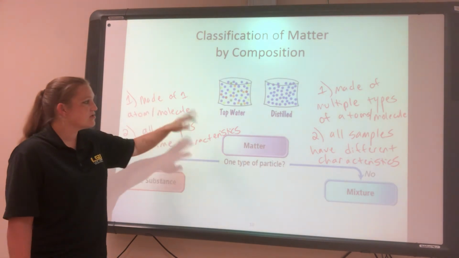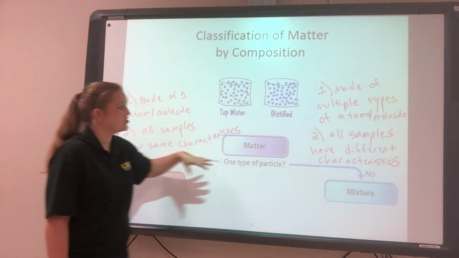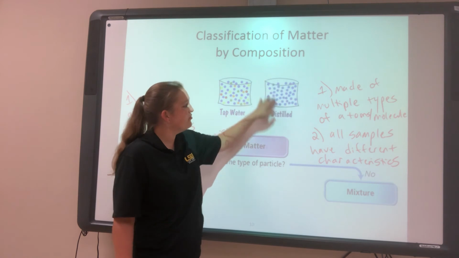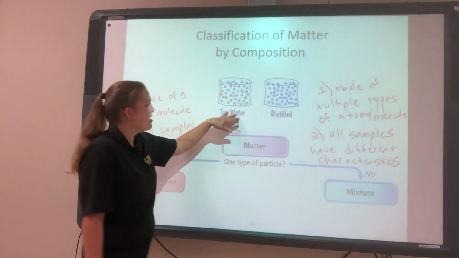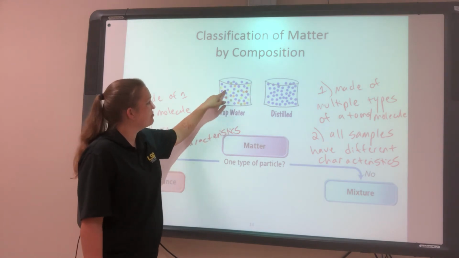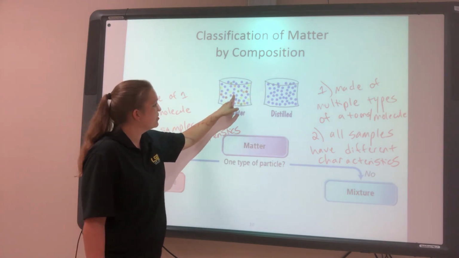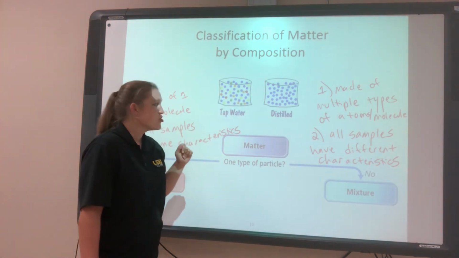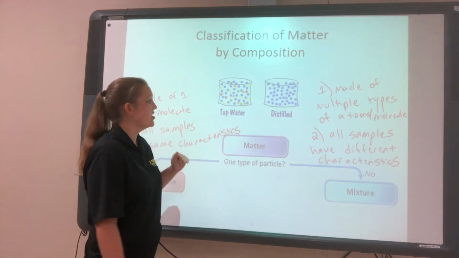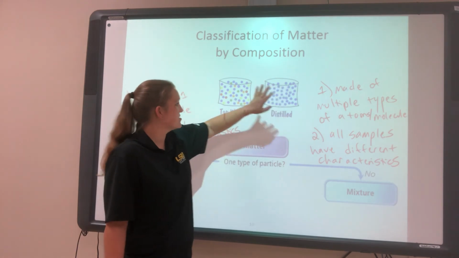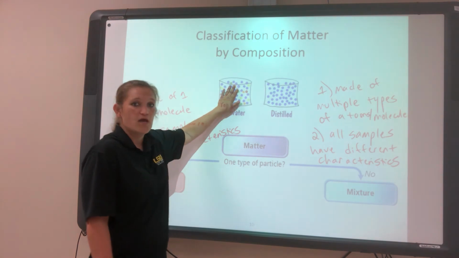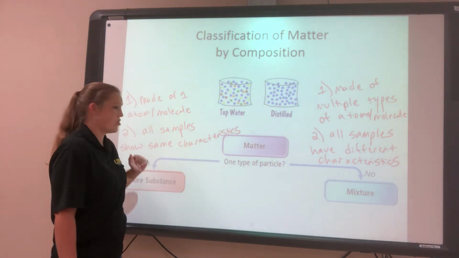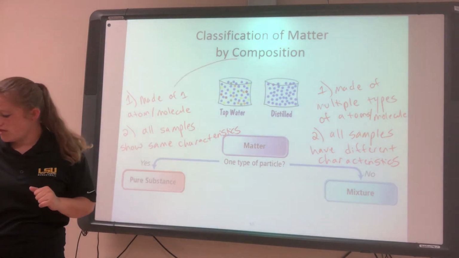Based on this, I have to look and see, is there one thing or two? So in my distilled, I have nothing but blue little circles, or atoms, here. And then in my tap water, I've got blue and red and yellow and green and orange. So I have a bunch of different things. Just based on our first little definition, this is made of one thing, this is made of multiple. So this is my pure substance, and this would be my mixture.